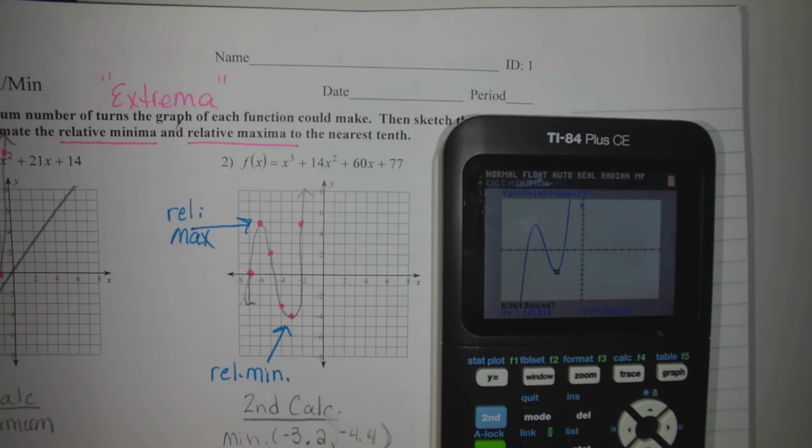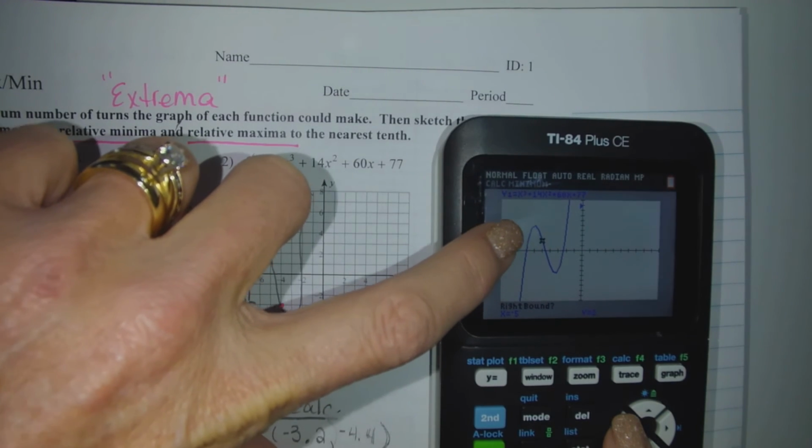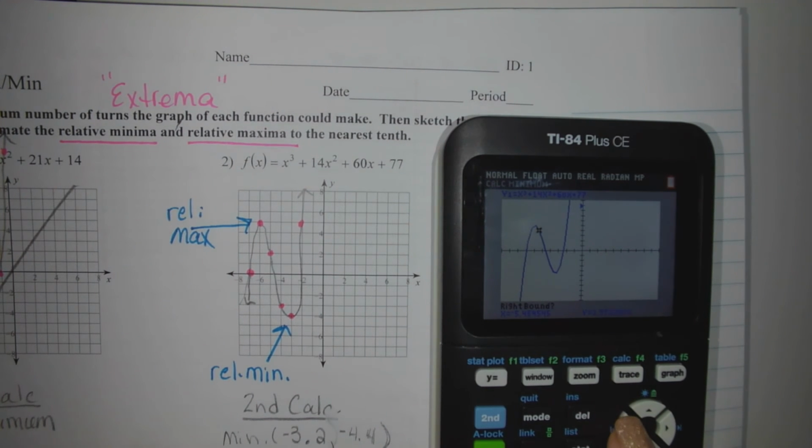I don't really understand. Okay, you gotta follow along. You're not following along. Okay, I'm going as slow as I can. So here's the max. Now I want you to use your cursor left and right. Go up to the relative max, and we're going to do the same thing.